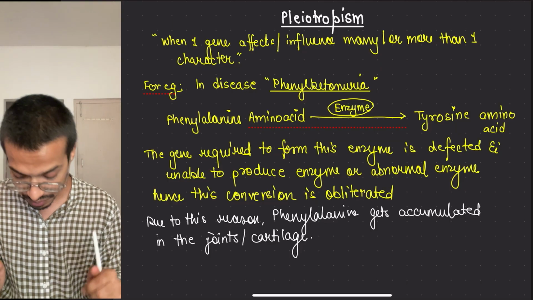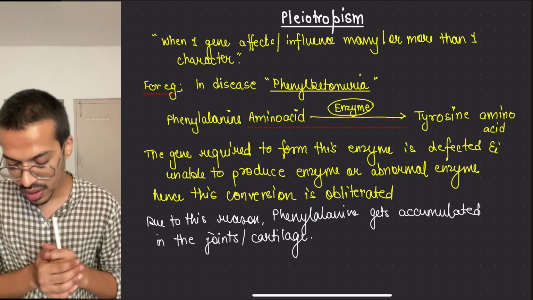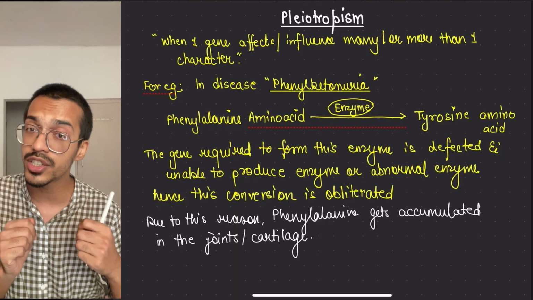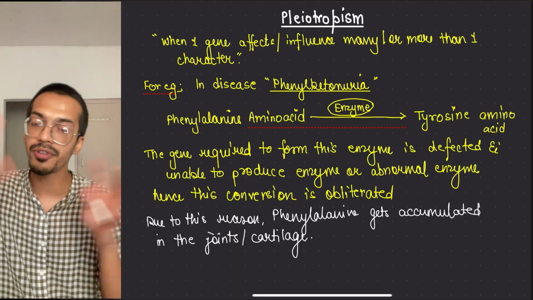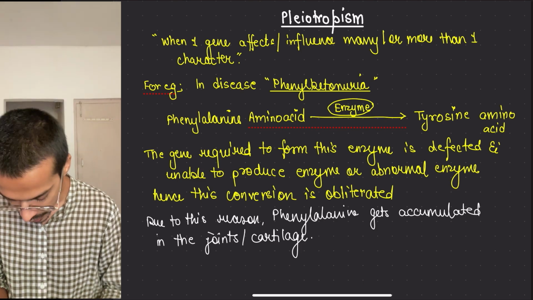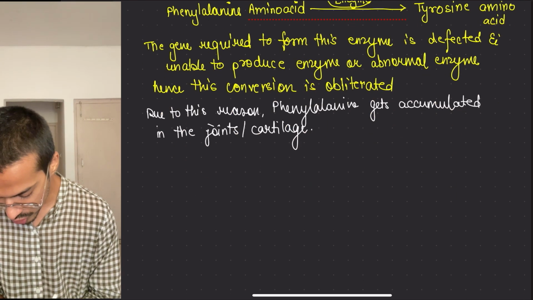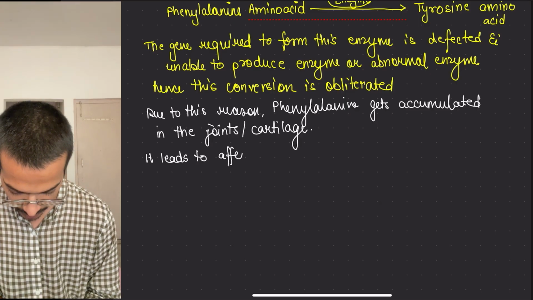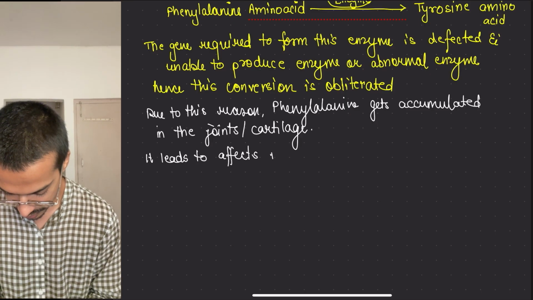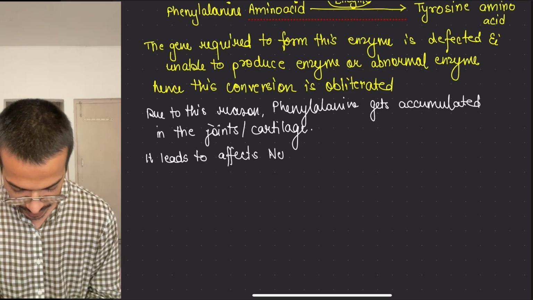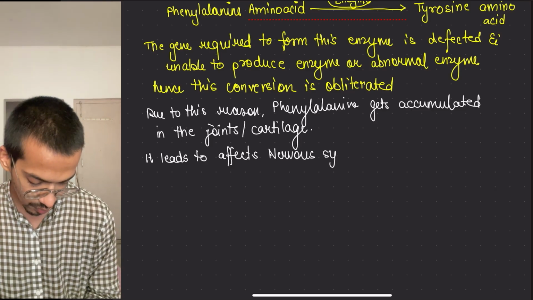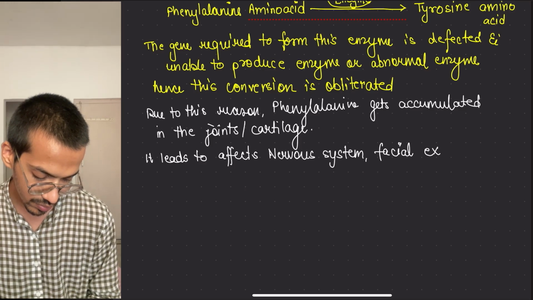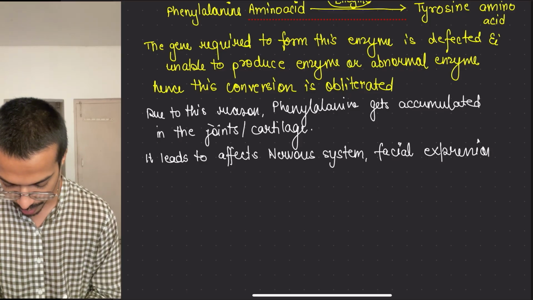Understood this thing, beta? So this is a syndrome kind of condition, which is what? Phenylketonuria. So phenylketonuria is what? A syndrome. A syndrome is a group of effects showing, which is far vast. Understood this thing? So it leads to affecting the central nervous system, facial expression and reproductive system.